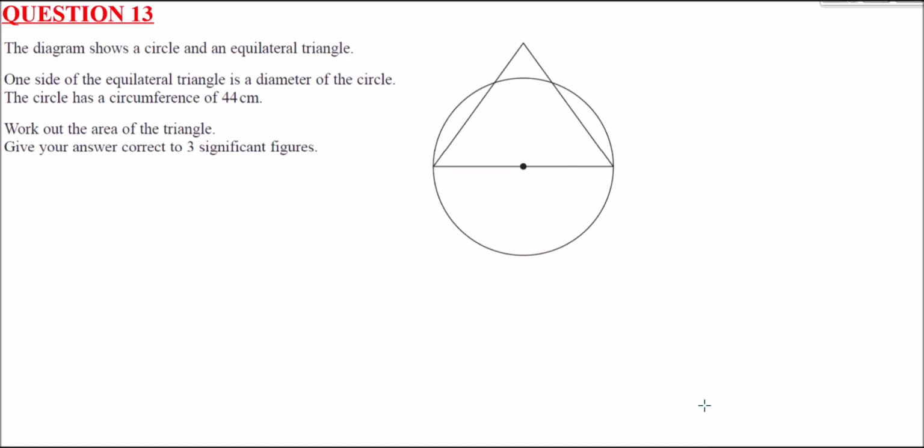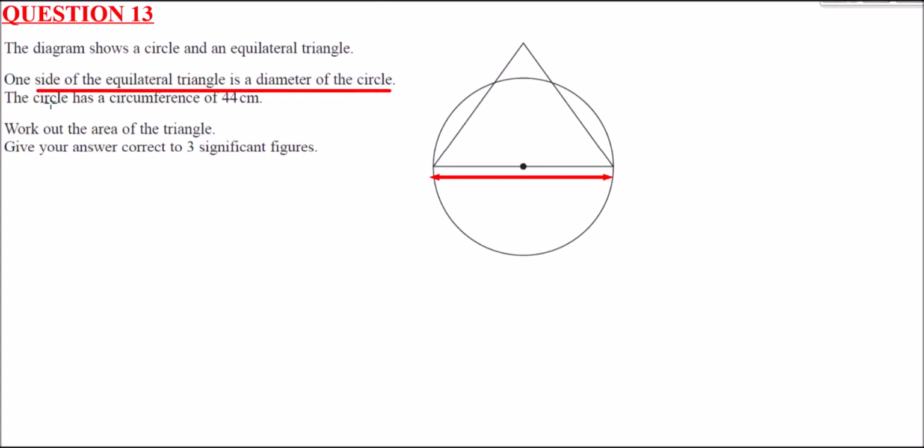Question 13, we've got here a circle and, importantly, an equilateral triangle. So each side of this triangle is equal. One side of the equilateral triangle is a diameter of the circle. So we can see which one is a diameter just by inspection. So the diameter of the circle, I'm hoping you'll agree, is this one here from end to end. So that's the side which is a diameter.